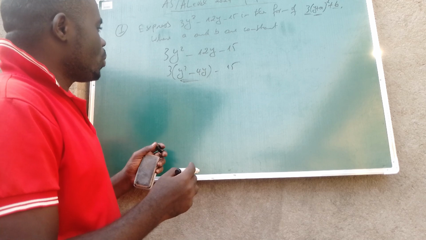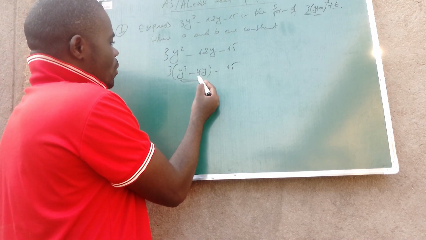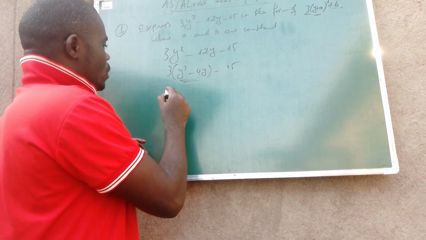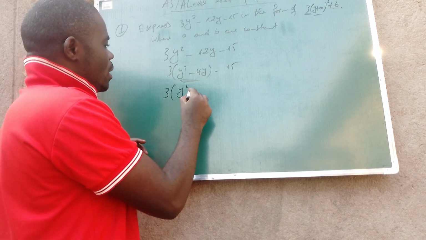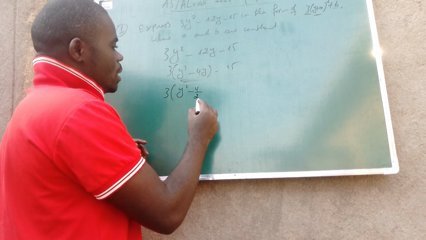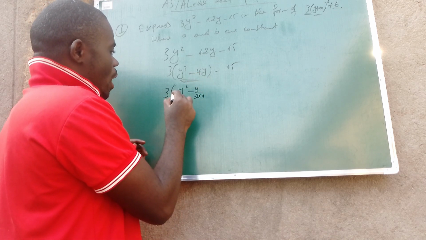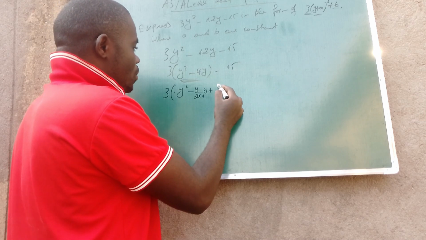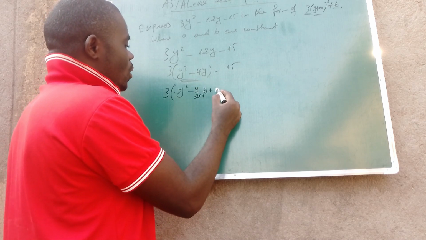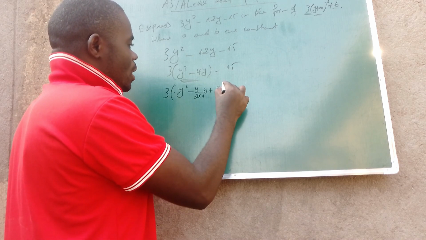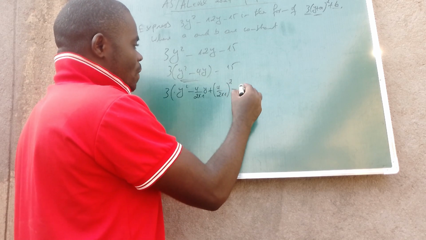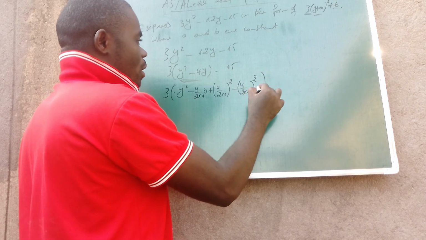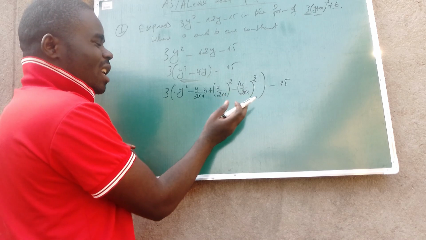This is equal to what? By completing the square, we know that this is a quadratic, and we divide by 2. 3 bracket y squared negative 4 over 2a, 2a, which is 2 times 1, a is 1, then y, then we add b over 2a squared. b is negative 4 over 2a, 4 over 2 times 1 squared, and we subtract it again, which is 4 over 2 times 1 squared, then negative 15. We assume that this one and this one can cancel each other.